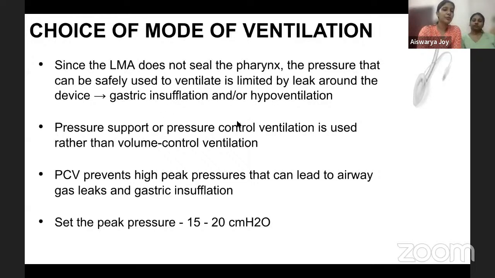So pressure support or pressure control ventilation is used rather than volume control ventilation. Pressure control ventilation prevents high peak pressures that can lead to airway gas leaks and gastric insufflation. Set the peak pressure between 15 to 20 centimeters of water and the respiratory rate according to the minute ventilation.